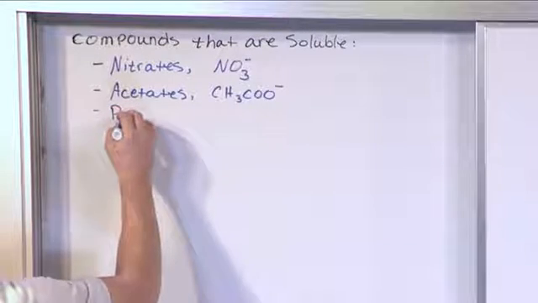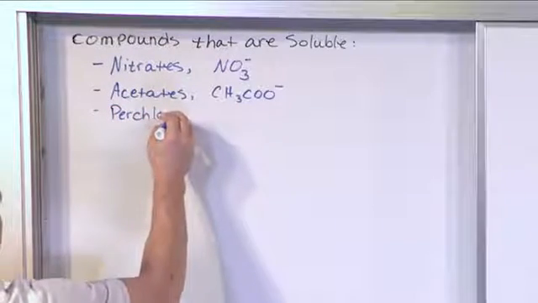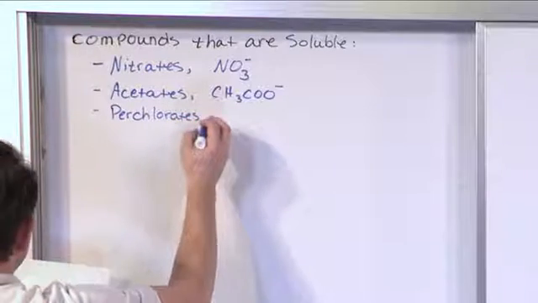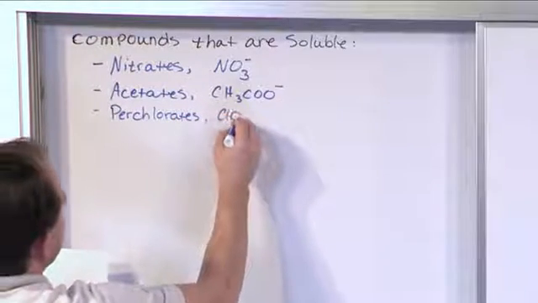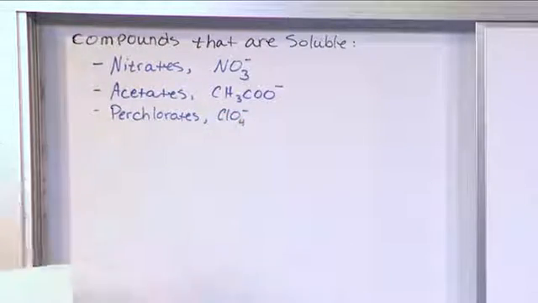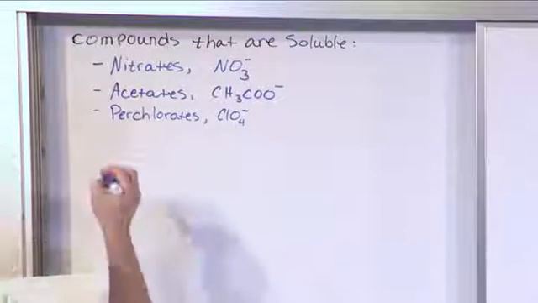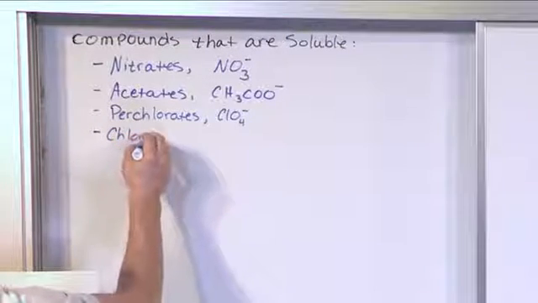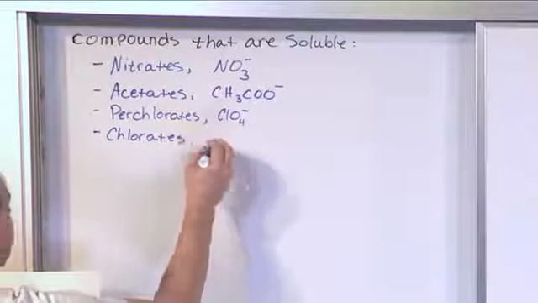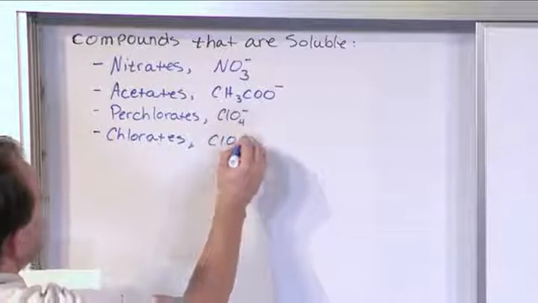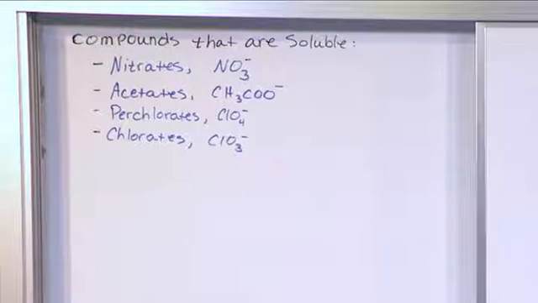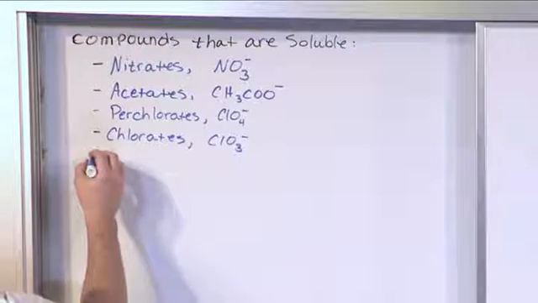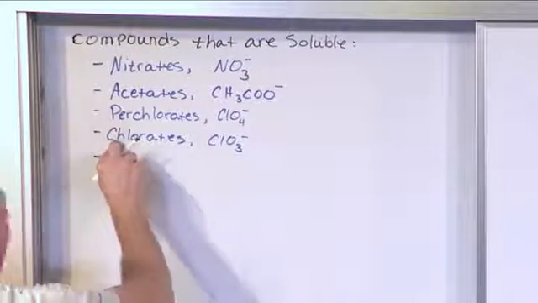Perchlorates. A perchlorate is ClO4. So chlorine, oxygen, ClO4 with a -1. So again, sodium perchlorate, things like that. They're going to be dissolvable or soluble in water. Chlorates, ClO3 with a -1 charge. Anything with a chlorate at the end is going to be dissolved in water or be able to be soluble in water. And then here I have a large class.